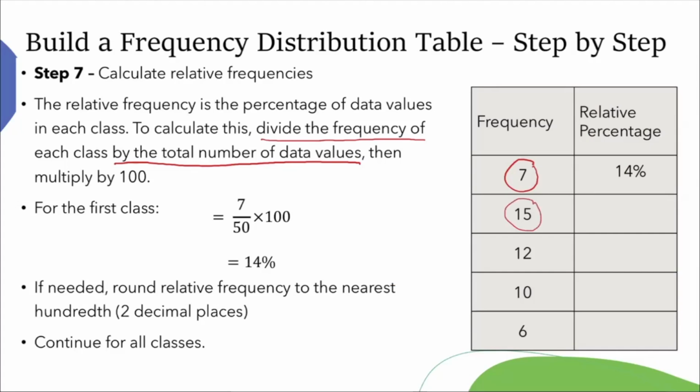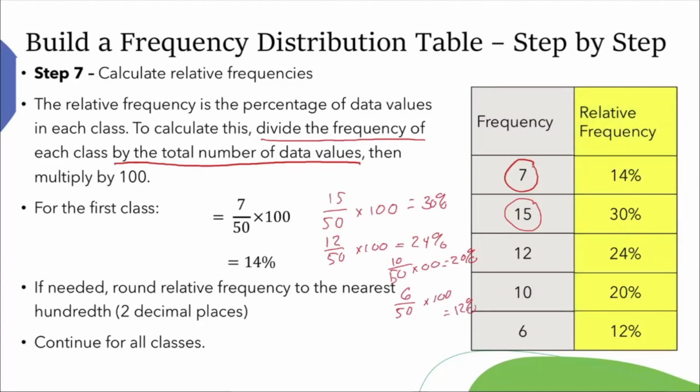So if we do the next one, 15, mathematically, we would do this: 15 divided by 50 times 100, and that will give us 30%. And then 12 divided by 50 times 100 gives us 24%. And if you need, you can use your calculator. 10 divided by 50 times 100 equals 20%. And then the last one, 6 divided by 50 times 100 equals 12%. Okay, and there are our relative frequencies. If we sum them up, they equal 100, and that's how we know we did our work correct.